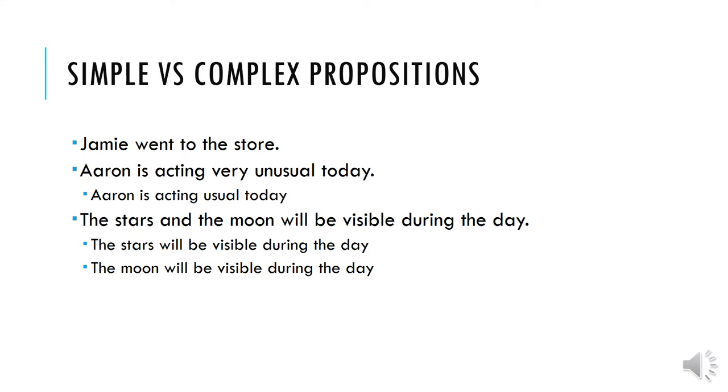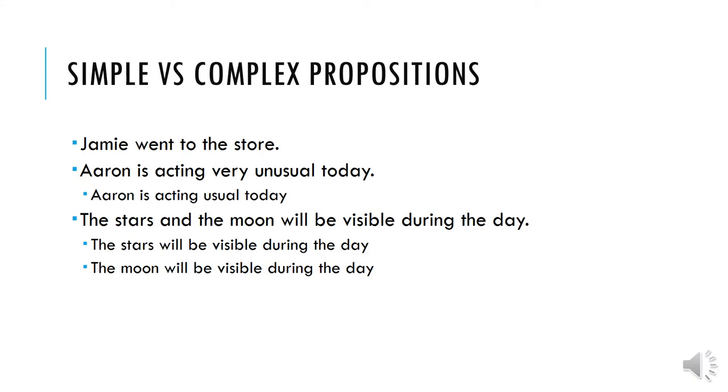The second proposition, however, is a bit of a complex proposition. And the reason that the second proposition is a complex proposition is because there's an element to that proposition that can be broken down into different parts. So for instance, Aaron is acting very unusual today. In order to break this proposition down, we can write it in the affirmative of Aaron is acting usual today. And essentially what we're saying is it's not the case that Aaron is acting usual today. Therefore, Aaron is acting very unusual. This will make a little bit more sense once we get to the operators.